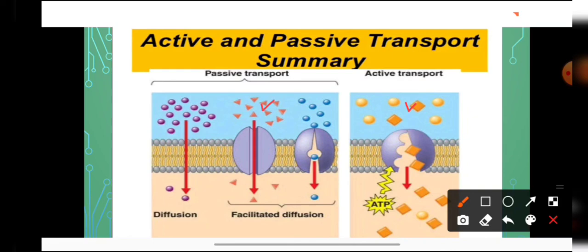Now the next difference: in case of passive transport, carrier proteins may or may not be involved, whereas in case of active transport, carrier proteins are always involved. Third difference students, in case of passive transport, no ATP is needed, whereas in case of active transport, ATP is needed because it is energizing the carrier proteins, and when these carrier proteins get energized, they undergo conformational changes, and in this way they are responsible for the transport of materials within or outside the cells.